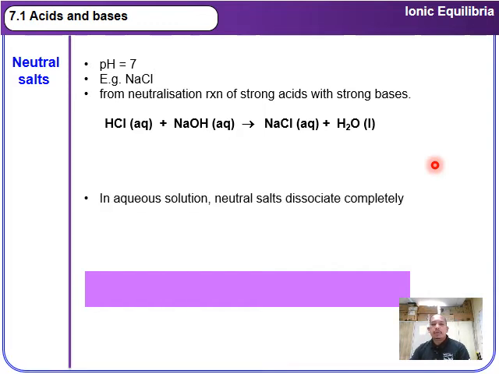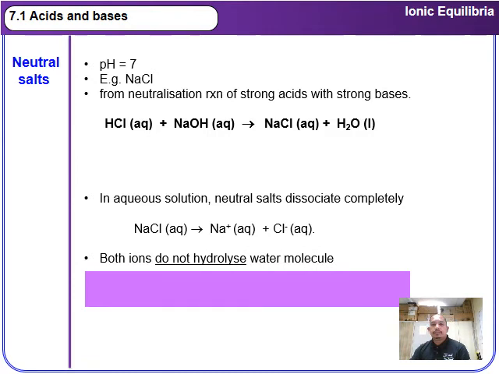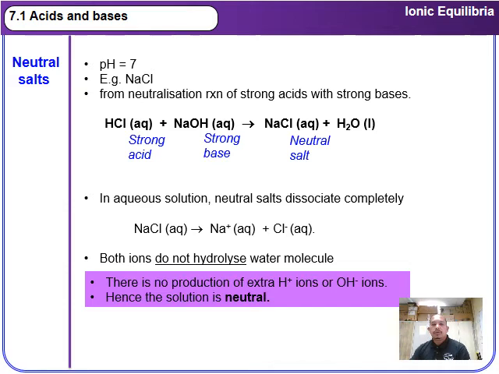In aqueous solution, a neutral salt dissociates completely. As we can see here, the arrow shows it completely dissociates to form Na+ aqueous and Cl- aqueous. Both ions do not hydrolyze water molecules, so there is no production of extra H+ ions or OH- ions. Hence the solution is neutral.